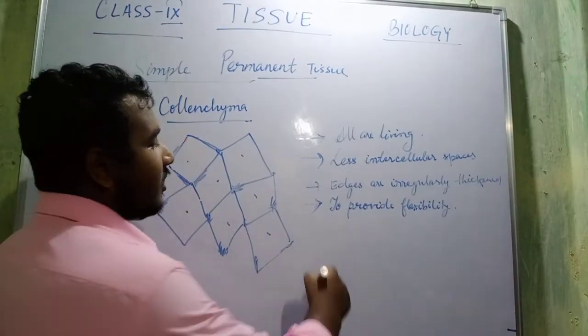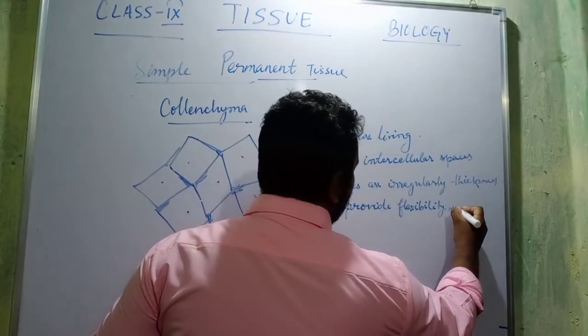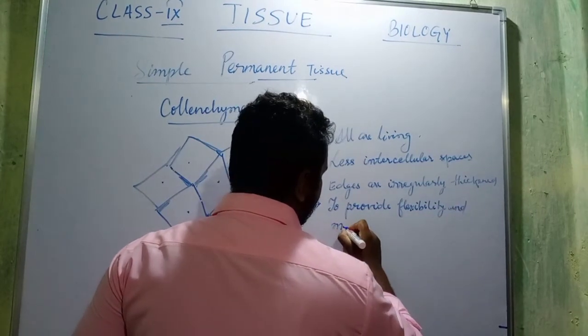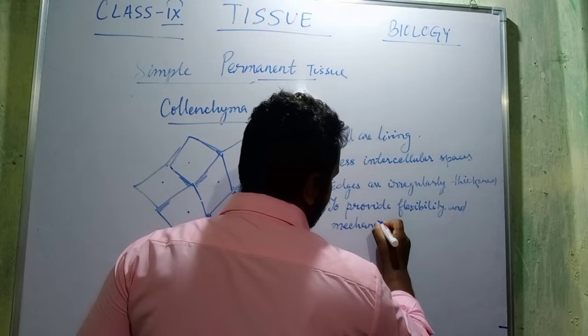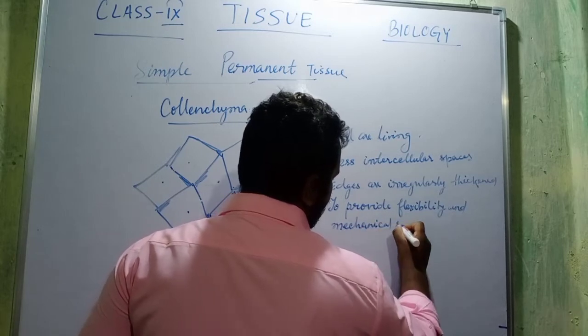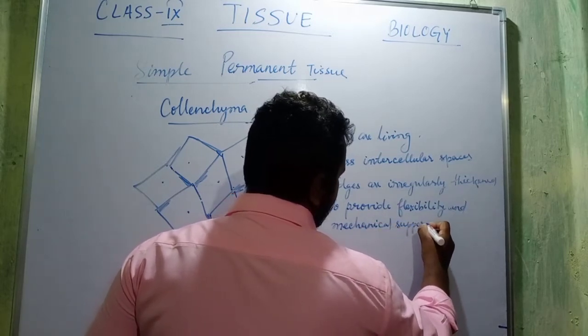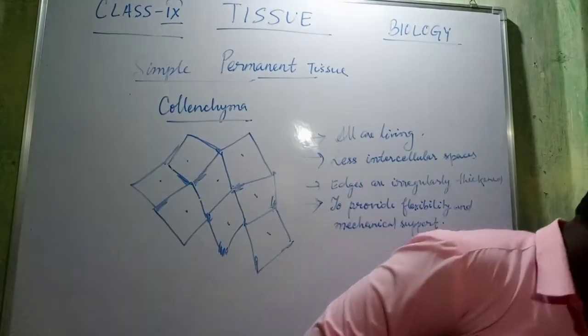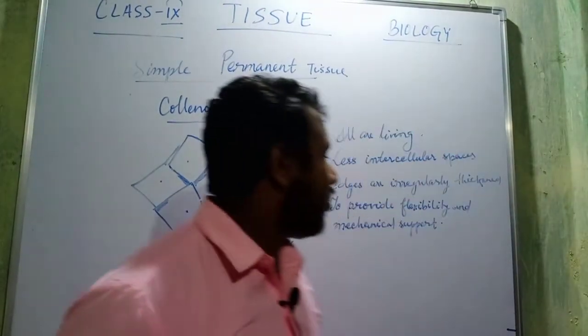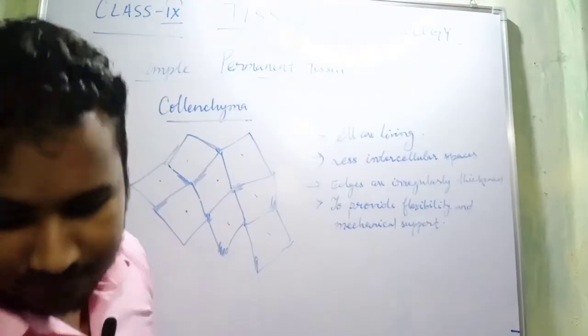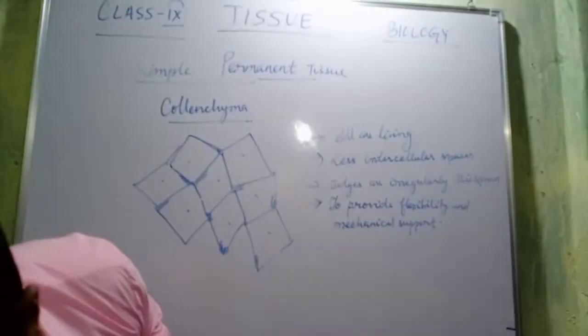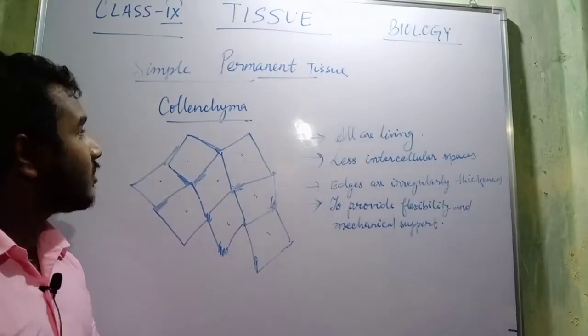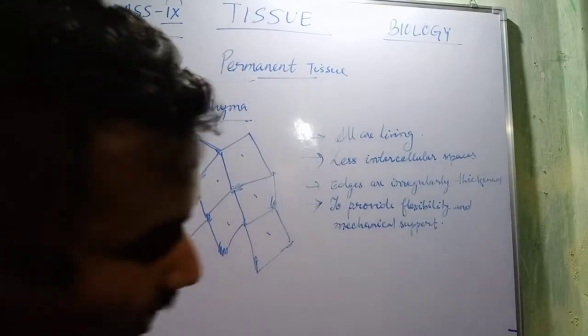And also you can write here flexibility and mechanical support, by which it will not break. Without breaking, they can bend. So this is all about collenchyma. Then the last type of simple permanent tissue is sclerenchyma.